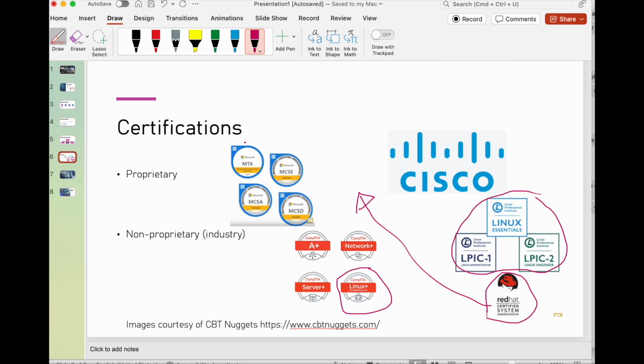Whereas for proprietary, you have Microsoft: MTA, MCSE, MCSA, MCSD. Those are all good certificates. And then we have Cisco, which is definitely proprietary, because they're like the Microsoft of network devices. Cisco's been buying up other companies for the last 30 years, and they've become a giant in the world of networking. So I suggest you look these up on your own, and you'll have an idea of where to start.